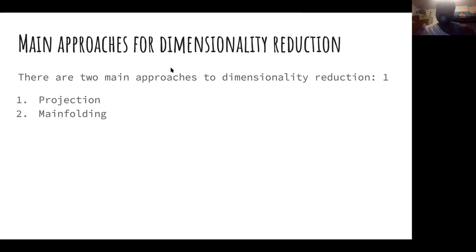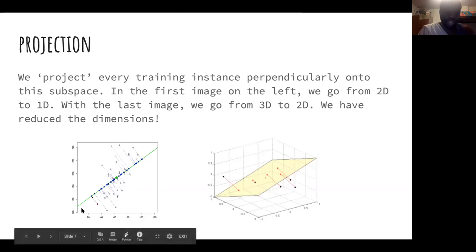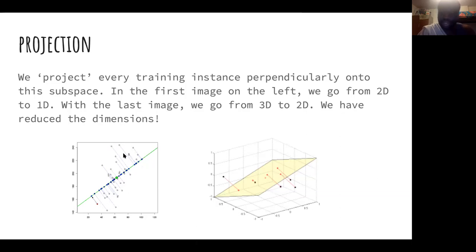There are two main approaches to dimensionality reduction. The first one is projection. The second one is manifold learning. I want to start with the projection one. First we project every training instance perpendicularly onto this subspace in the first image on the left. So basically, this is X1, this is X2. The clear ones are our original data set, like these ones.